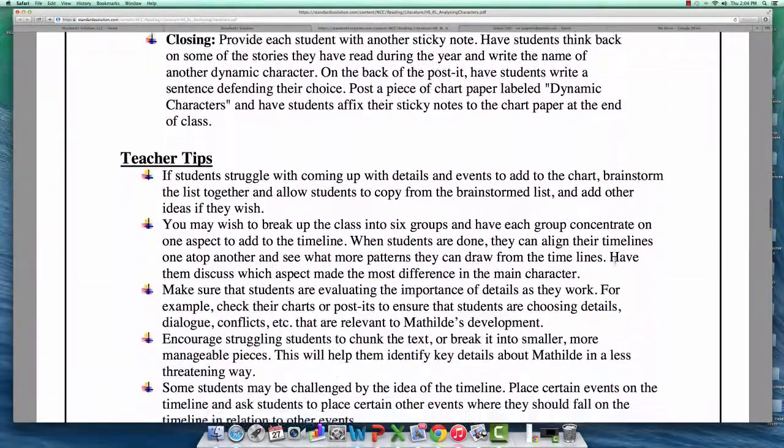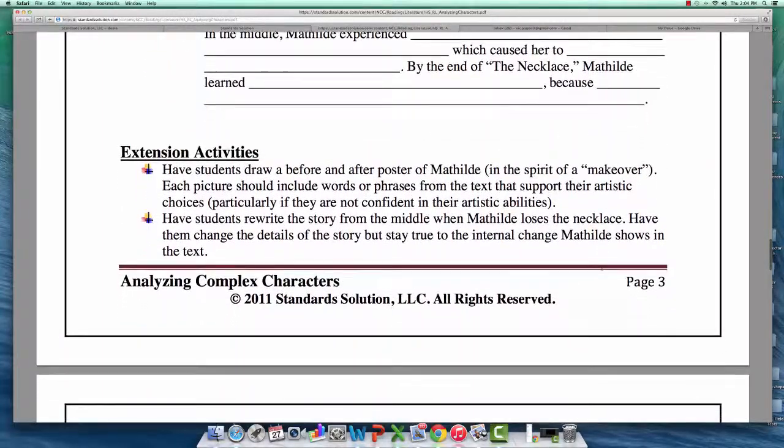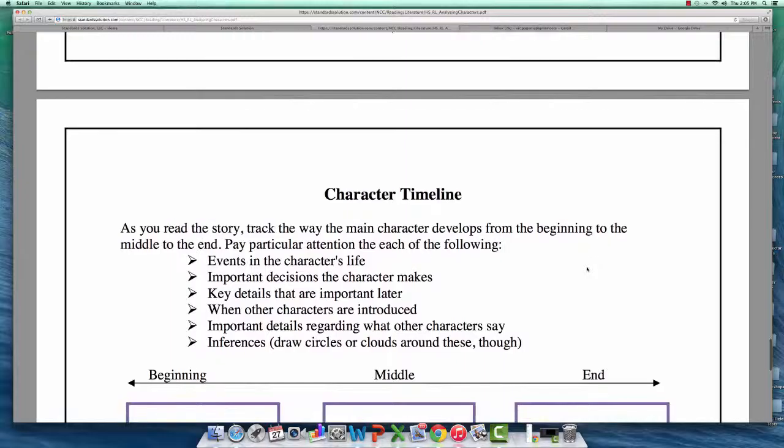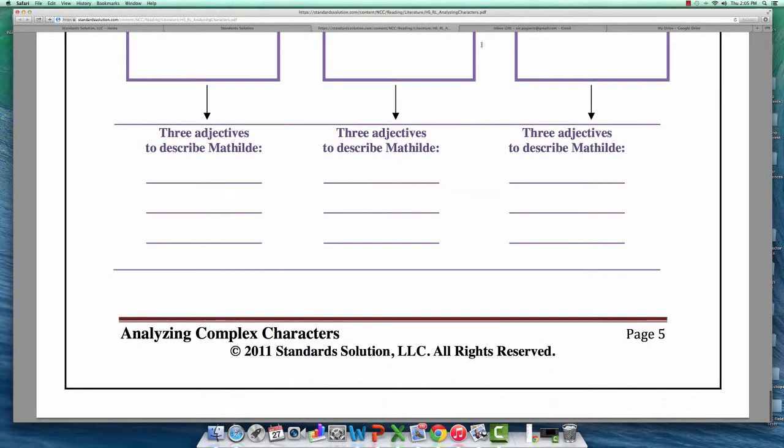And our closing. Now, a couple lesson plan constructs that we added are teacher tips and extension activities. You can see that our lesson plans also have all the student materials that an instructor would need to implement the lesson.